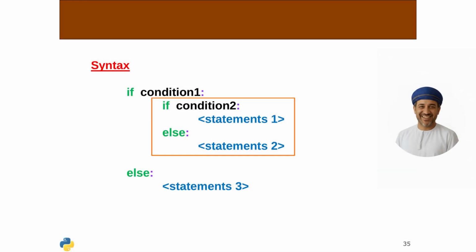In nested conditionals, the syntax involves placing an entire if, else statement within another. If condition 1 is true, check condition 2. If condition 2 is true, execute statements 1. Otherwise, execute statements 2. If condition 1 is false, execute statements 3. This structure allows for complex decision-making processes in programming.